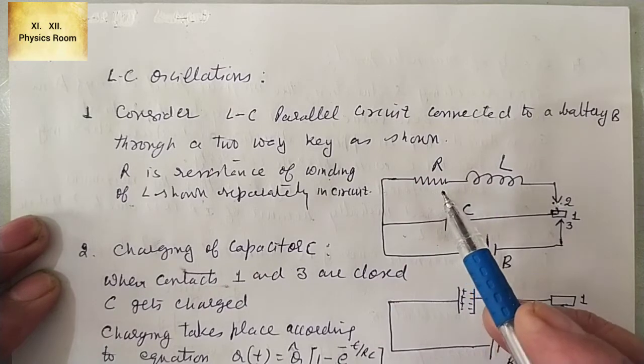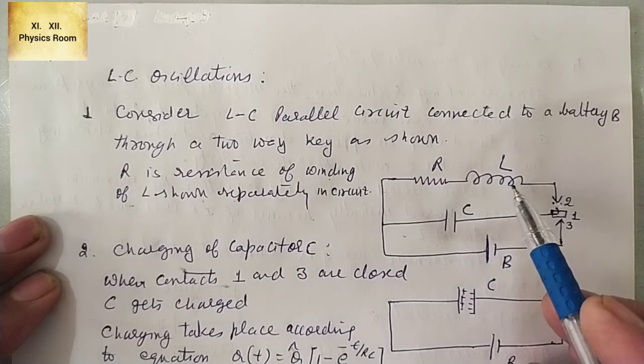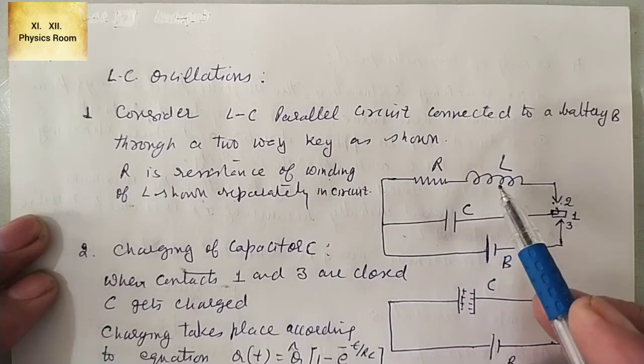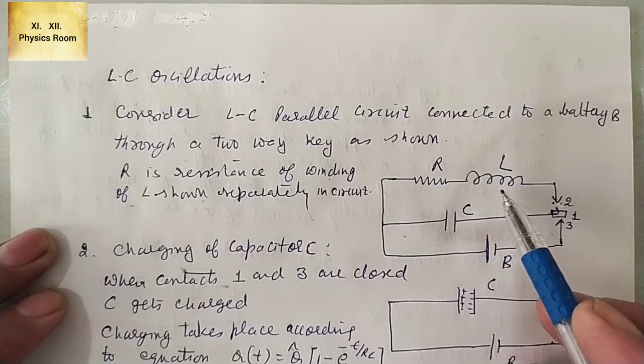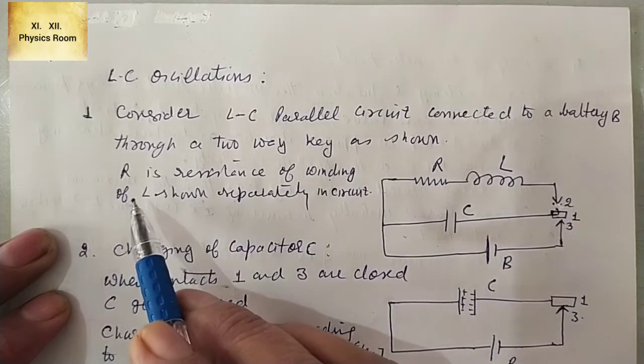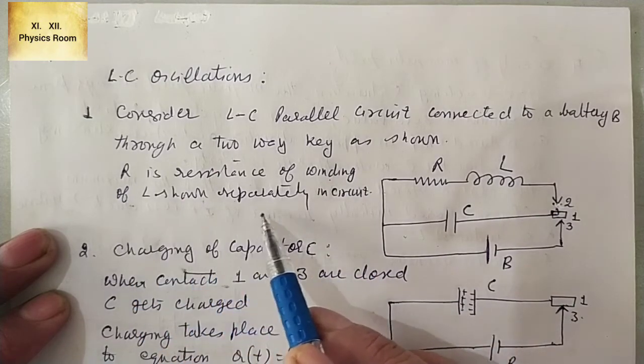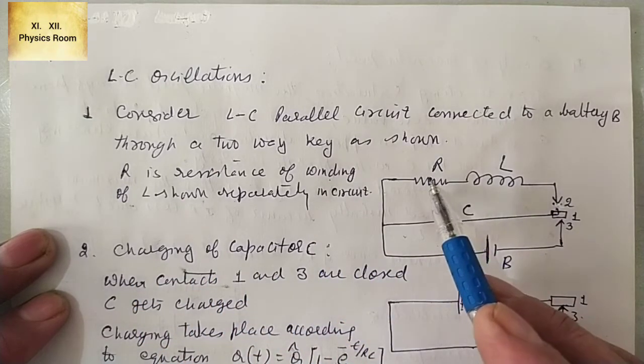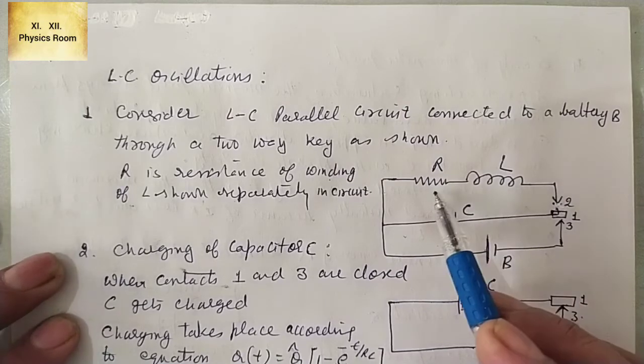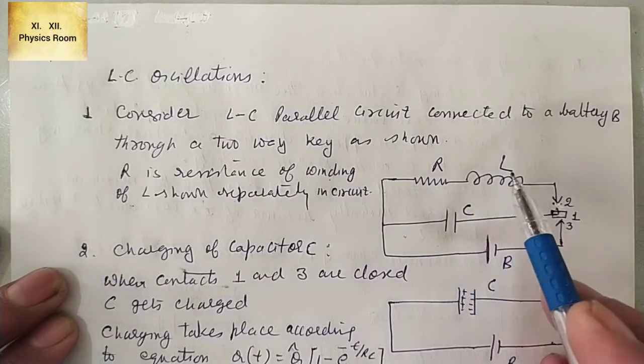This R is the resistance associated with the inductor, because the inductor is made up of wire and wire has a resistance. So R is the resistance of the winding of L, shown separately in the circuit. R has been shown separately because it is associated with the inductor.